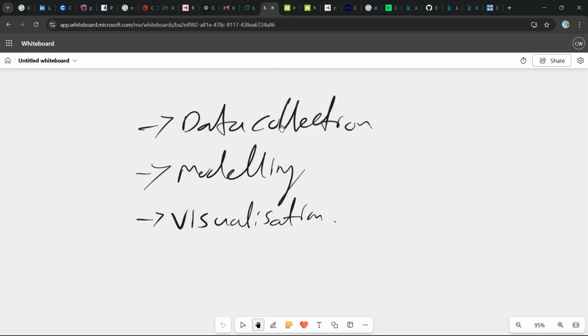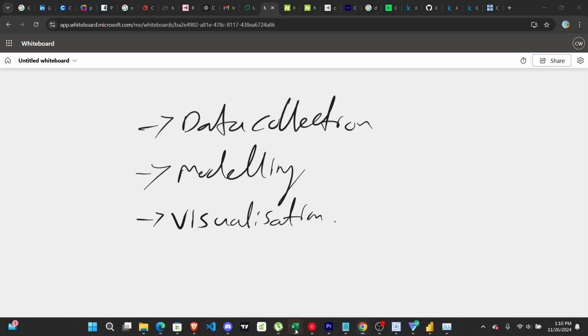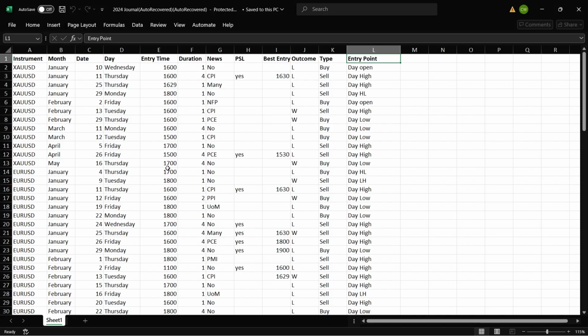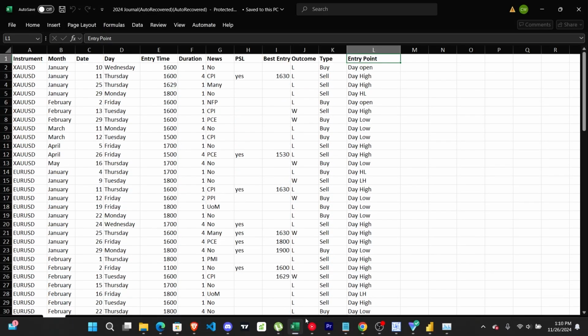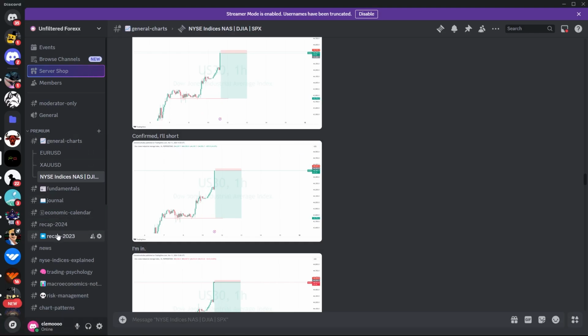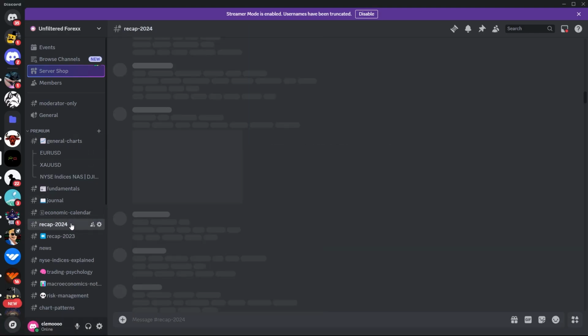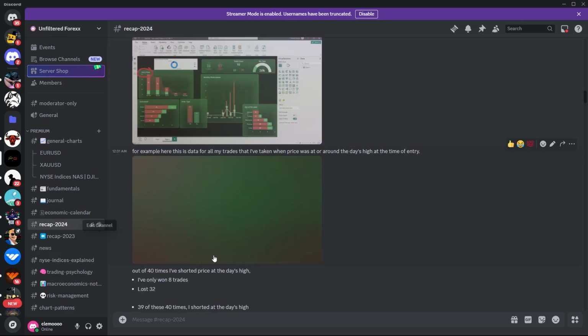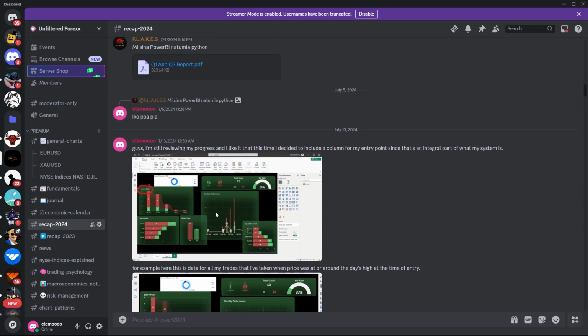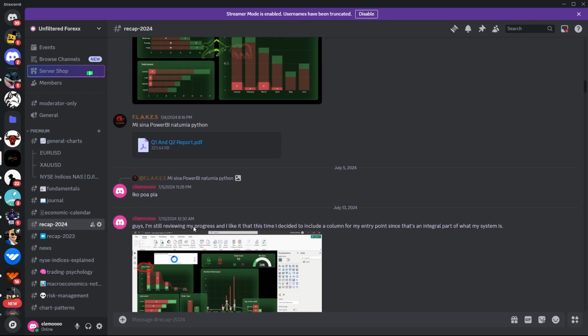First, you need to have the data for your trading performance. Like you've seen, I have my data. This is half year performance. All right. If we go and check my journal, yeah, this part here that says recap 2024. This is where we are. Right. You can see I did some analysis here of my data. I'm going to show you how to do this.